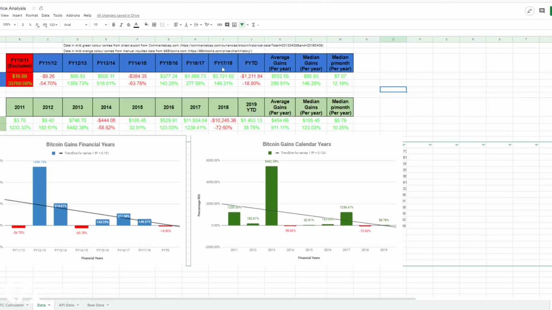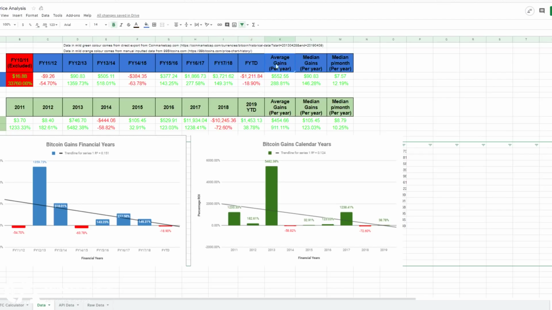Now, financial year to date, so this is going from 1st July 2018 to today, which is the 10th of April 2019, there has been a loss of negative 18.9%, which is far less when you look at the previous financial years, and we still have about 3 months left before the end of the year, so that loss may actually be recovered yet, but we can't say that for sure.